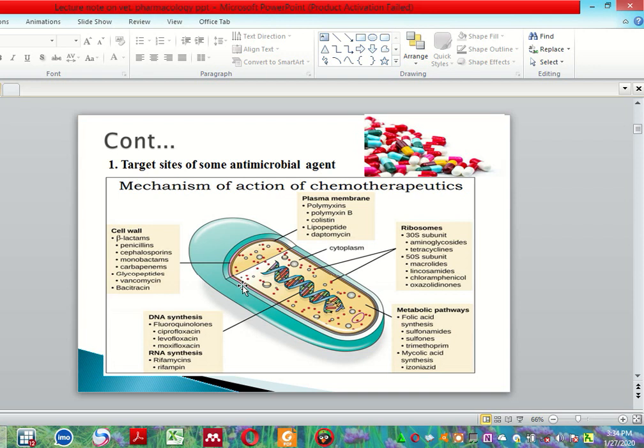These pictures are very explanatory about the mechanism of action of chemotherapy. Some drugs may interfere with the cell wall, and others may interfere with the plasma membrane or cell membrane. Some may interfere with protein synthesis, and others may interfere with metabolic pathways. And finally, others may interfere with nucleic acid synthesis.